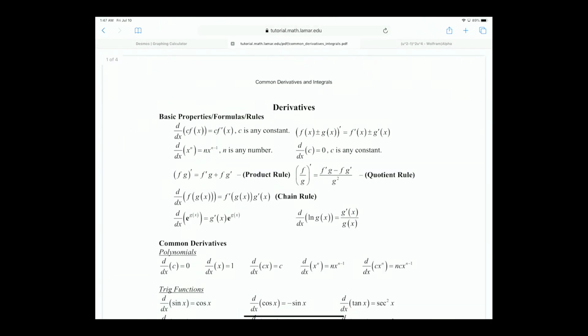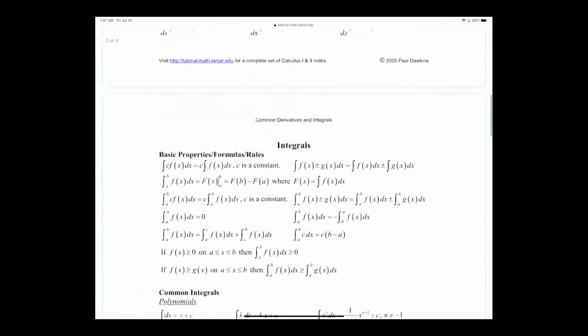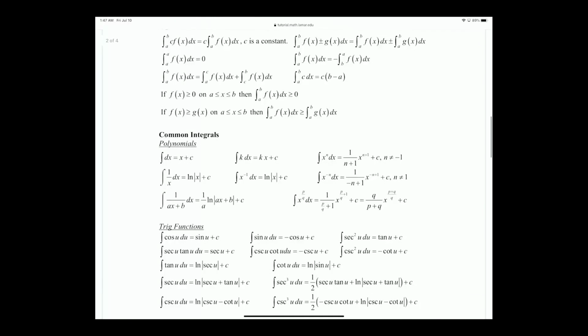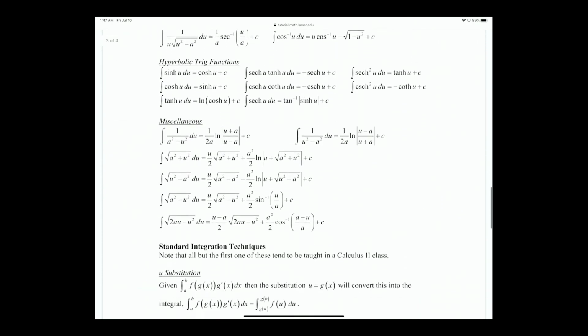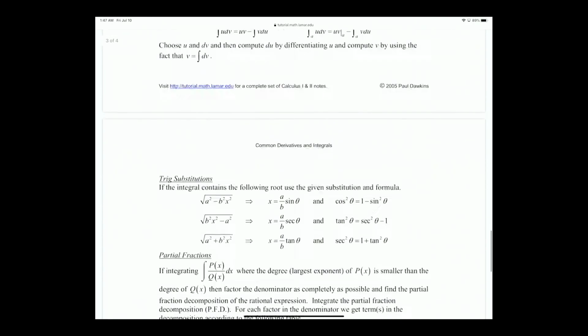If it's on this one, common derivatives and integrals, just to see if he happens to have the integral of cosine squared. Does he? No, he doesn't. That's sad. If he did, we would have copied it.